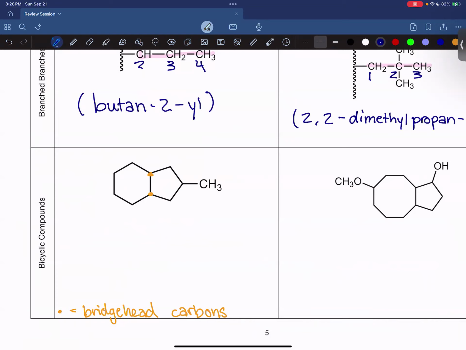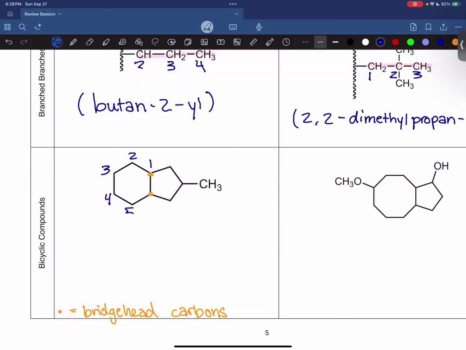So the ring with the most carbons first. In this case, we could either go in this direction with our numbering, or we could go in this direction with our numbering. In this case, it actually doesn't make a difference because this methyl group is in the middle here. So regardless of if we went around this way or this way, it would have the same number. So I'm just going to do it like this just because I want to.